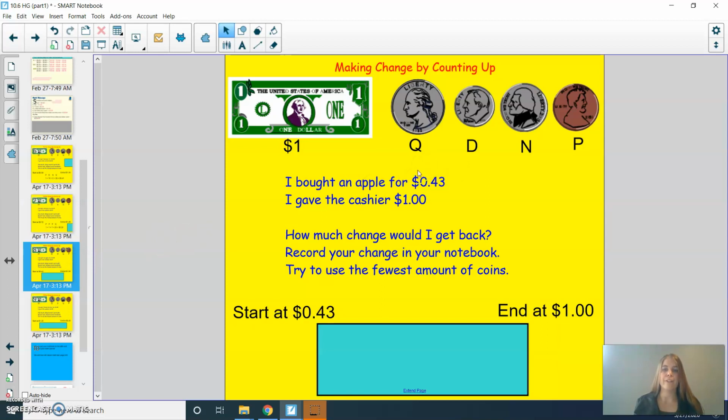I bought an apple for 43 cents. I gave the cashier a dollar. How much change would I get back? Please press pause. Record your change and then hit play.